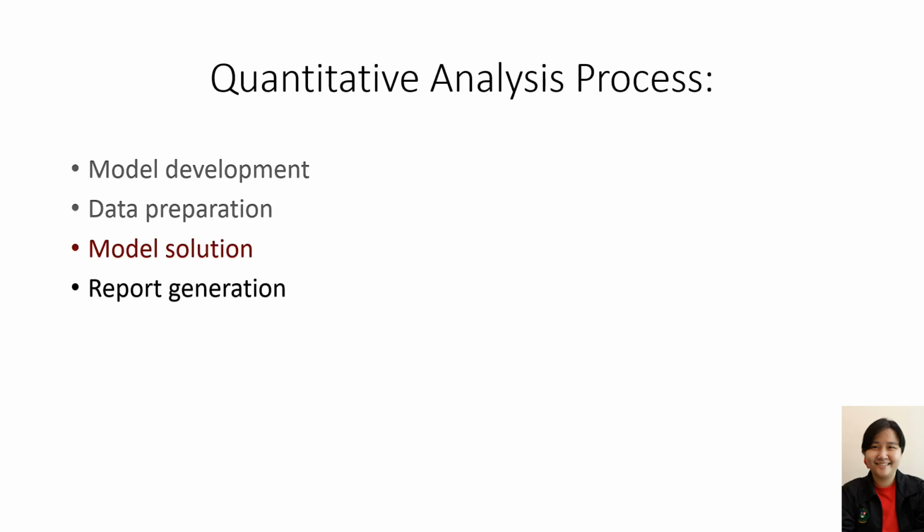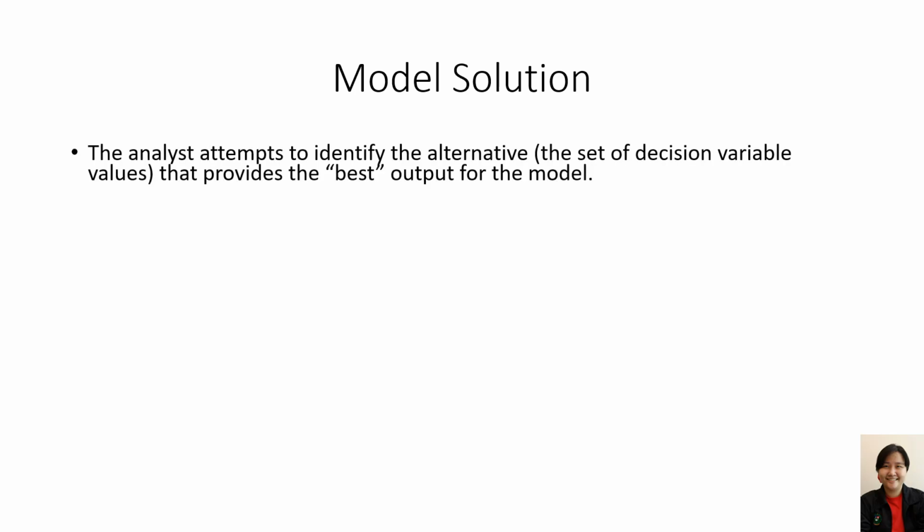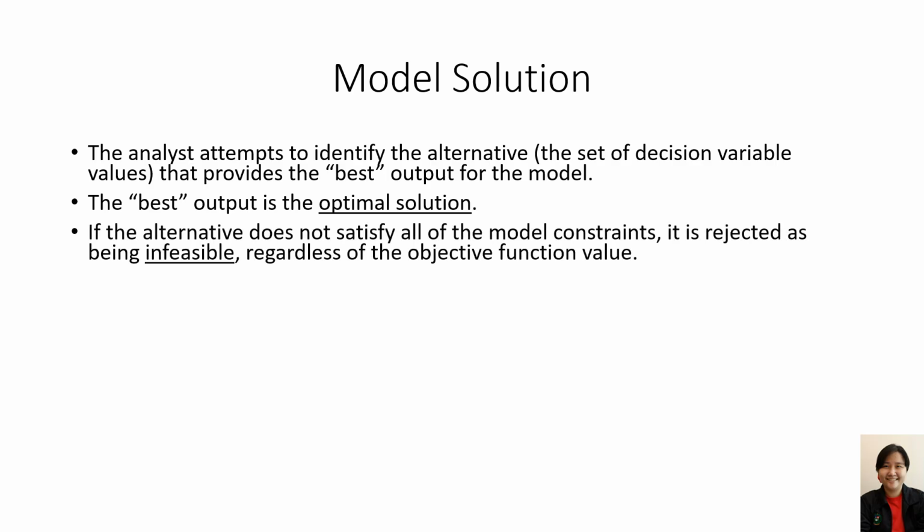Let us now move on to the third process, which is the model solution. In the model solution, we may have many alternatives to choose from. An analyst will have to identify which among the alternatives provides the best output for the model. For example, which among the alternatives can help the company achieve maximum profits? The best output is considered as the optimal solution.